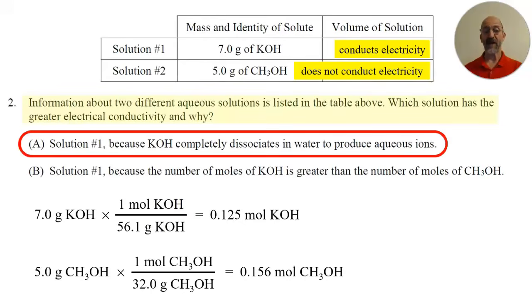And it turns out it's because potassium hydroxide, or KOH, completely dissociates in water to produce aqueous ions. That is the better explanation for electrical conductivity. Now, choice B was not a good explanation of conductivity. It just talks about how the number of moles of KOH is greater. That's not a good explanation. It's also not even true. I did the math to calculate the number of moles of KOH, and it was actually less than the number of moles of CH3OH. So a substance that breaks up into aqueous ions is a good conductor of electricity.